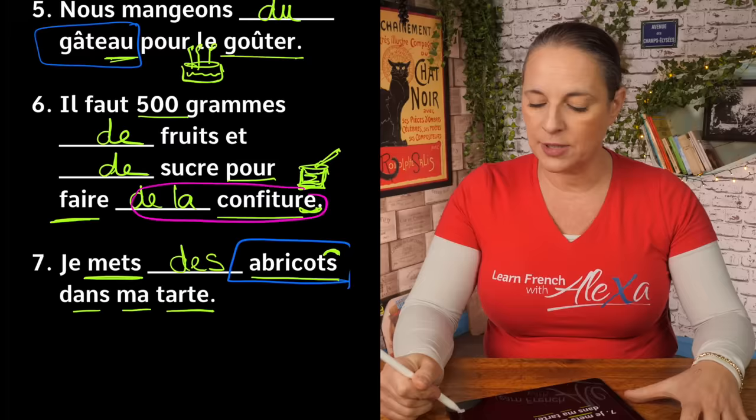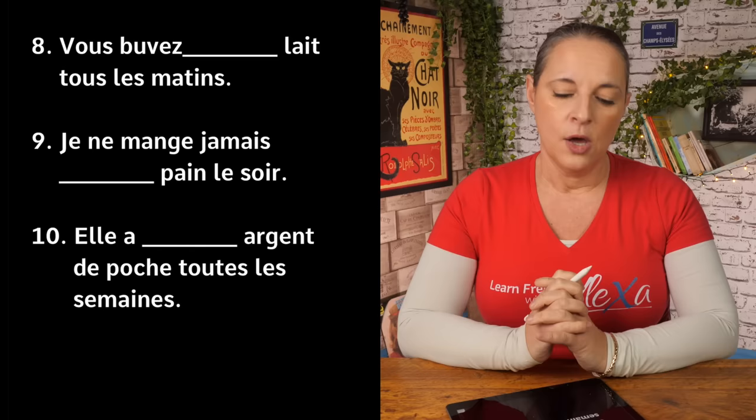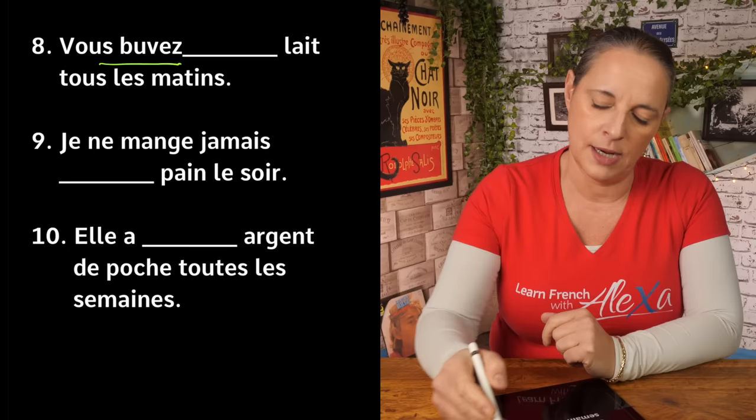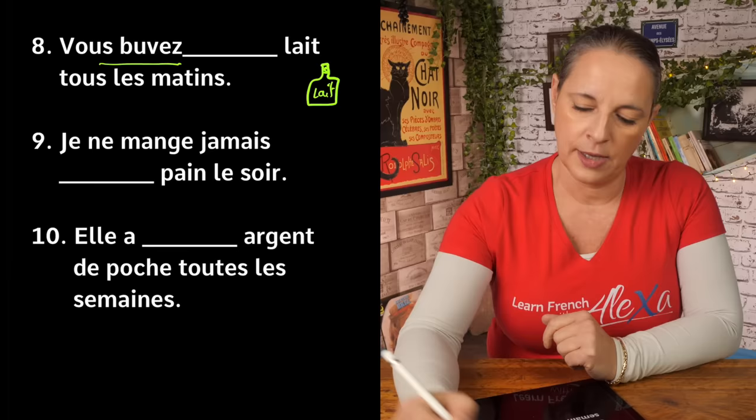Numéro 8. Vous buvez something lait tous les matins. Now, vous buvez is you drink. You drink some, and lait is milk, okay? Milk, so here's my bottle of milk. Okay, lait. Okay, vous buvez du lait.